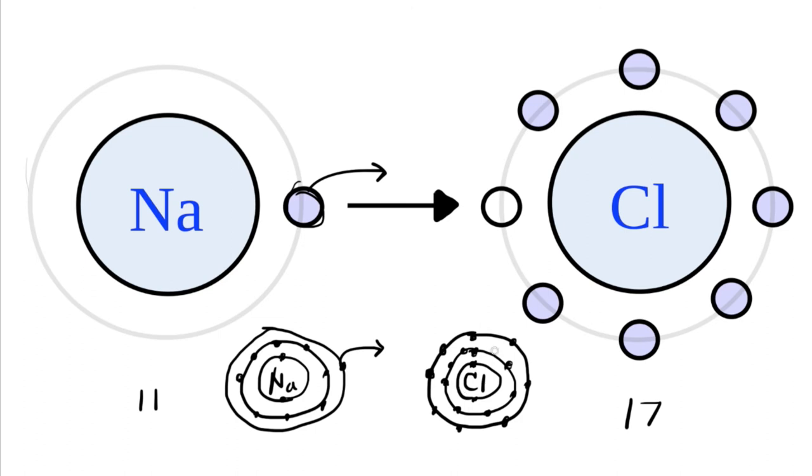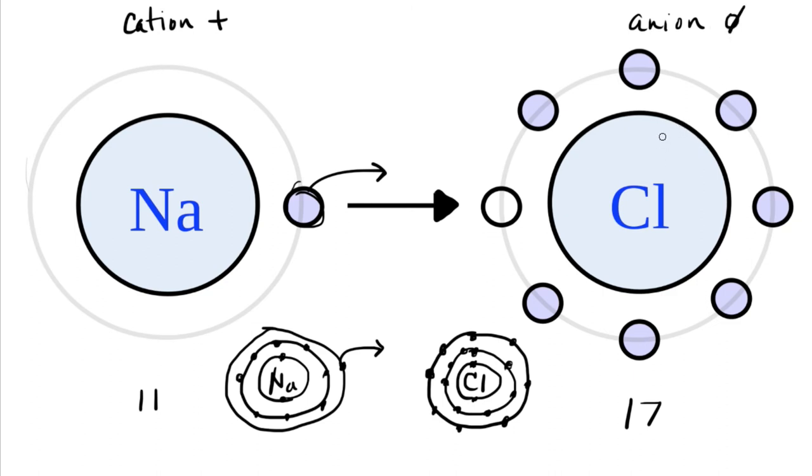But when this happens, this creates these ions that I mentioned to you, a cation and an anion. This is a cation, and this is the anion. And the cation is positively charged, the anion is negatively charged.